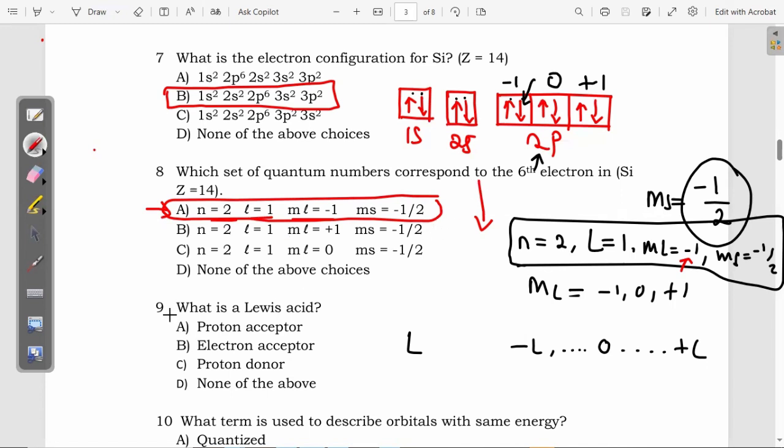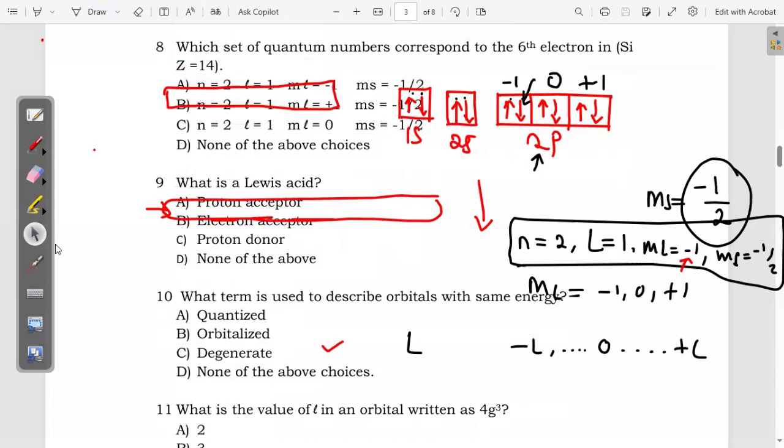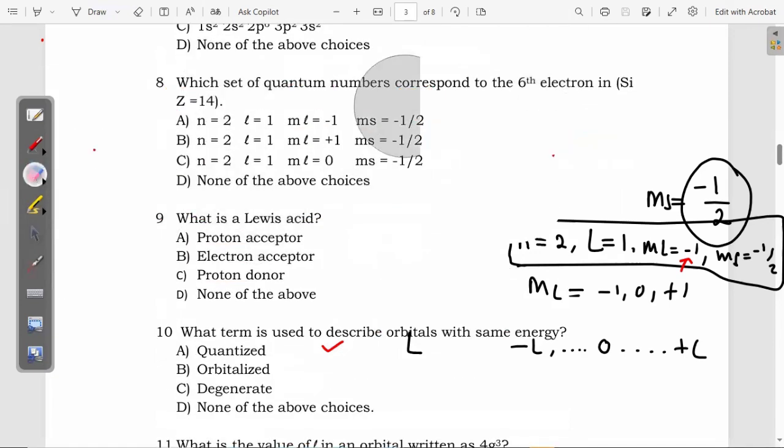Okay, and then question number 9, they're saying, what is a Lewis acid? So this is just a definition. If you're defining the acids and the bases using Lewis's theory, you're going to say an acid is an electron acceptor. So we choose B there. B is the correct answer. Okay, and then we can move up to question number 10.